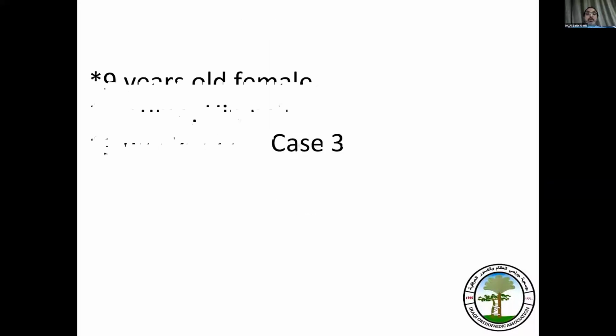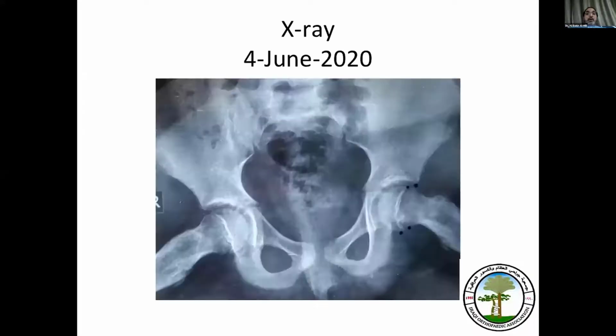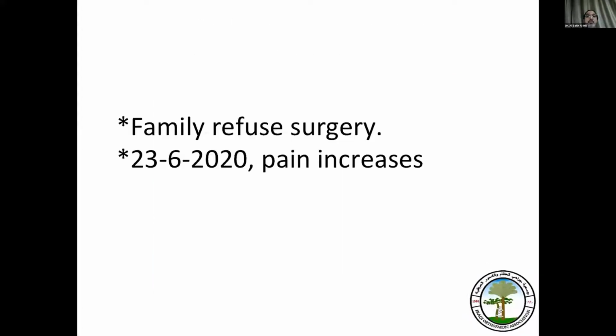This is another case, a 9-year-old female with a history of trauma and hip pain 3 weeks ago. The X-ray shows clearly there is a slip of the capital femoral epiphysis. They went to orthopedic surgeons. Someone told them we need to do surgery, another one said to leave her alone, you don't need to do surgery. And the family accepted the conservative approach.